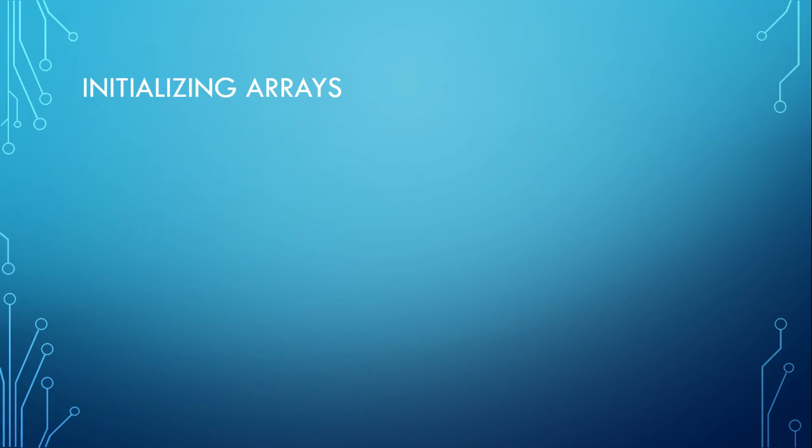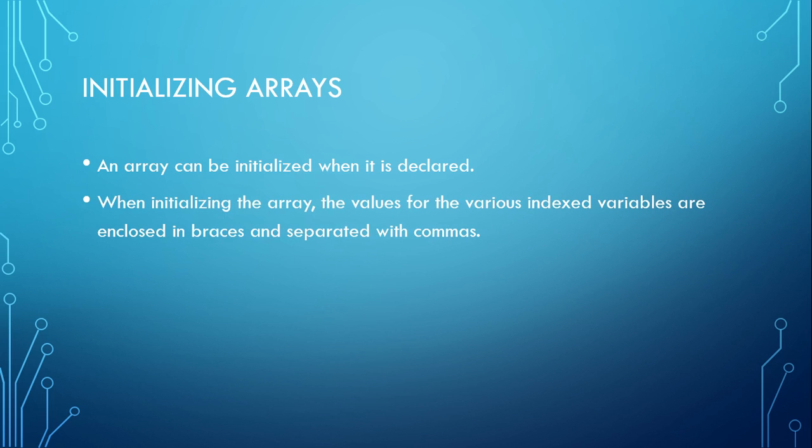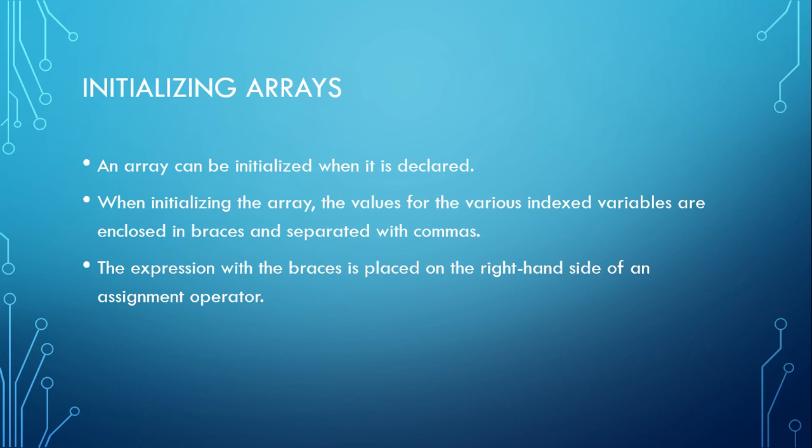All right, let's initialize some arrays. An array can be initialized when it's declared. We actually don't have to wait to put values in. When initializing an array, the values for the various index variables are enclosed in braces and separated with commas. The expression in the braces is placed on the right-hand side with an assignment operator. So, for example, int[] age = {2, 12, 1}. And that's how you initialize one. Simple as that.